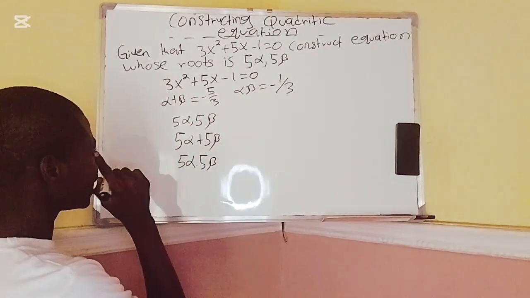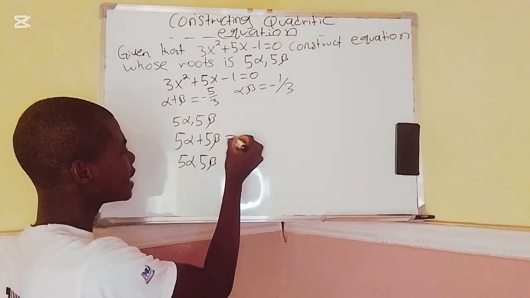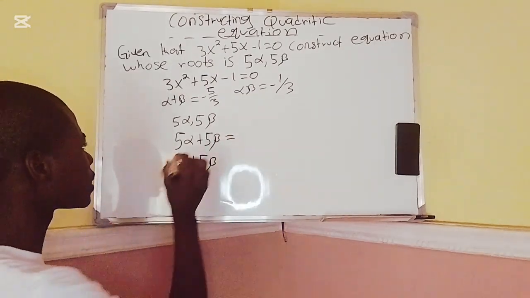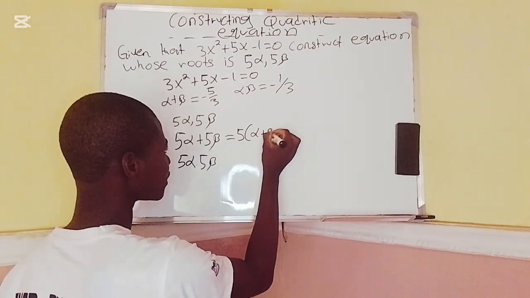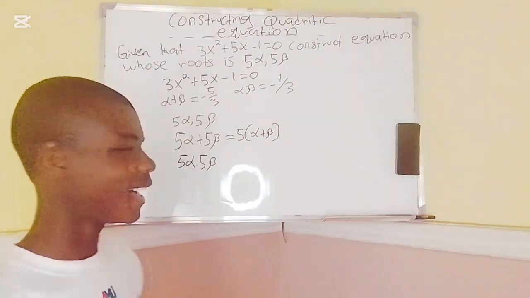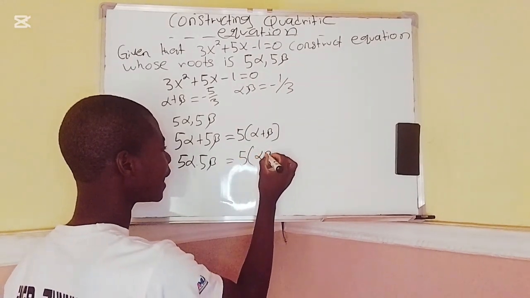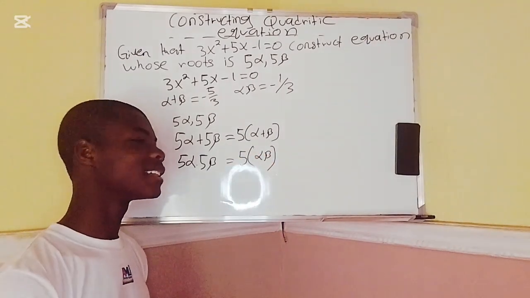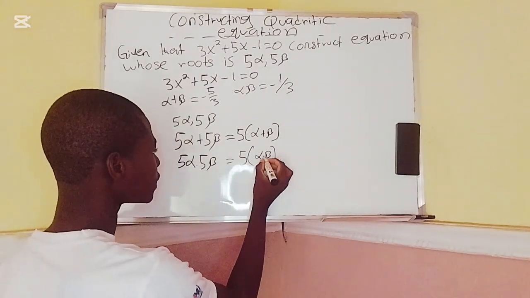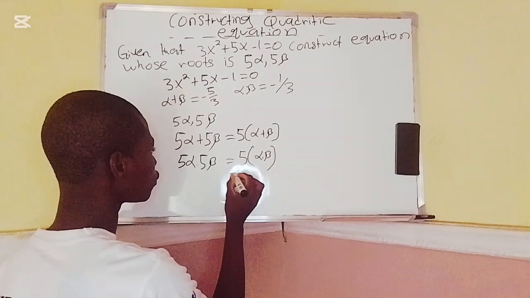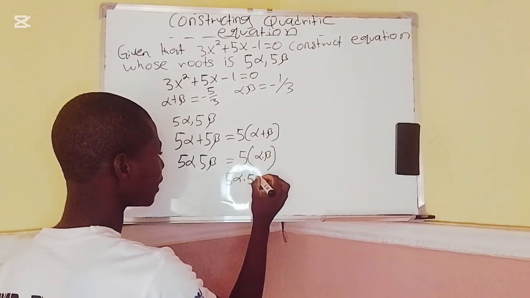So 5 alpha plus 5 beta is the same thing as, if I factor out the 5, 5 multiplied by alpha plus beta. This is the same thing, because if I multiply 5 by this, it will give me 5 alpha, and again 5 multiplied by this will give me 5 beta.